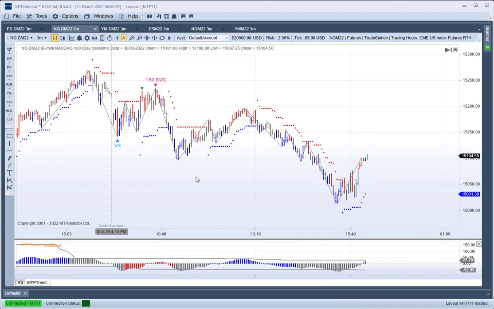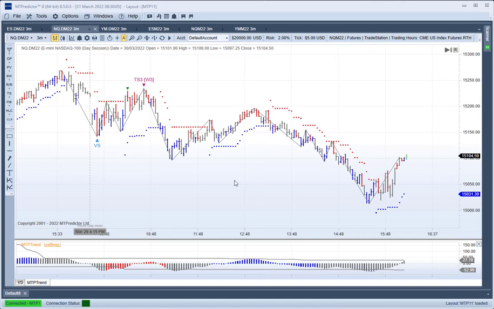Right, let's just go over to a chart. This is a 3-minute chart of the NQ. This is using our RTH or regular trading hours. And I want to look at this TS3 Wave 3 trade setup that unfolded early in the day here.